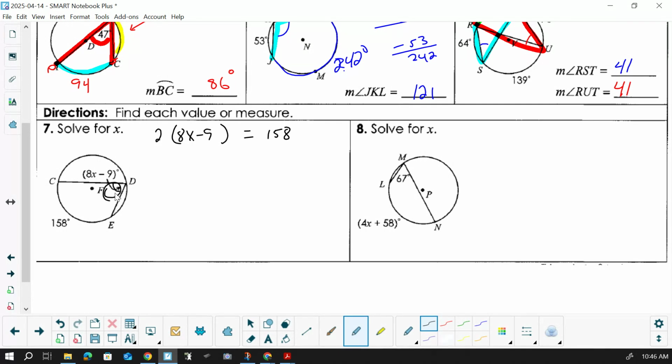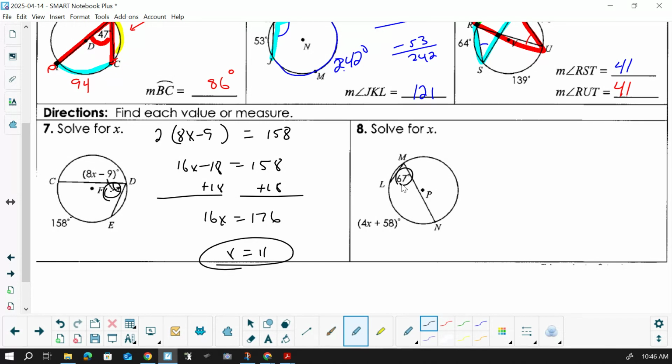The smaller one, you need to double this to make it equal to this. So 2 times this would equal that. Distribute that 2, and we get 16x minus 18 equals 158. I'm going to add 18 to both sides. 158 plus 18 is 176. So 16x equals 176. Divide by 16, and we get x is 11.